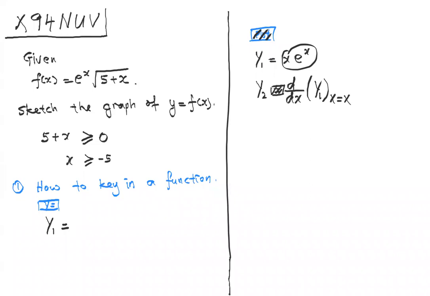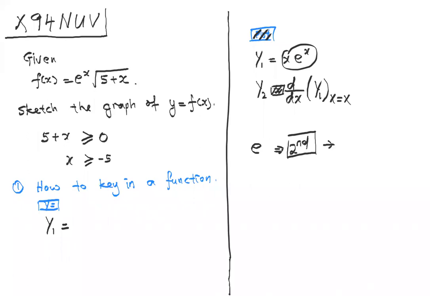Okay. Do you know how to key in? Do you know where to look for E? If I want to call out E, I have to press this button. Second. What is the color of second? Blue. So anything in blue on top, you have to press second first.